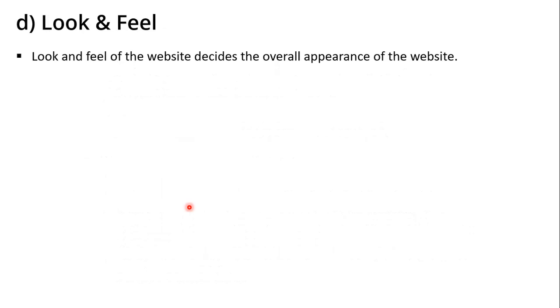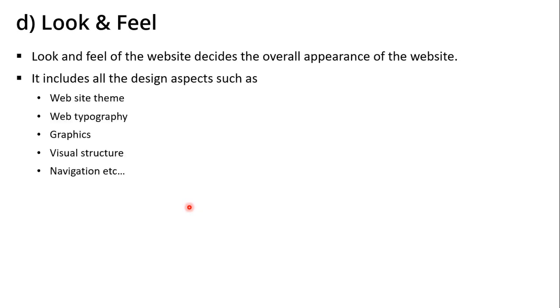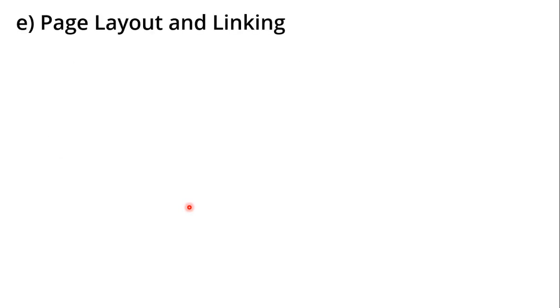Next is look and feel. The look and feel of the website decides the overall appearance of the website. Okay, so how your website looks. It includes all the design aspects such as website theme, which theme you are using, web typography, graphics, visual structure, navigation, etc. Okay, so how your website looks is the major effect.